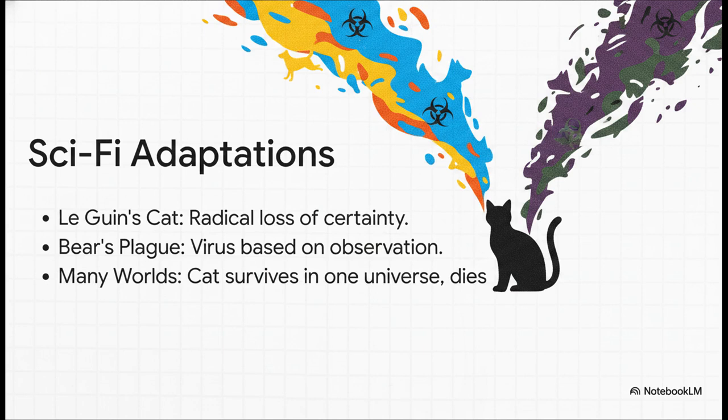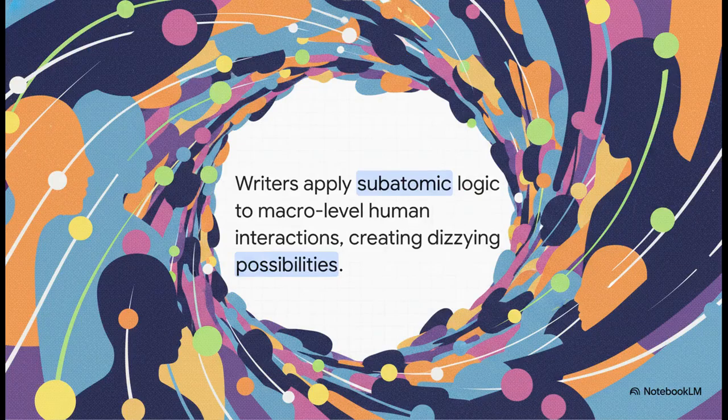For example, Ursula K. Le Guin wrote this brilliant story featuring a talking dog that results in a radical loss of certainty. Greg Bear wrote Schrödinger's Plague, where a deadly virus is in a superimposed state. It's released or contained based purely on whether a scientist is observed. And of course, literature and film everywhere heavily adopted the many worlds theory, where the cat simply survives in one branching universe and perishes in another. These stories became so beloved because of the unique challenge they present, applying subatomic logic to macro-level human interactions.